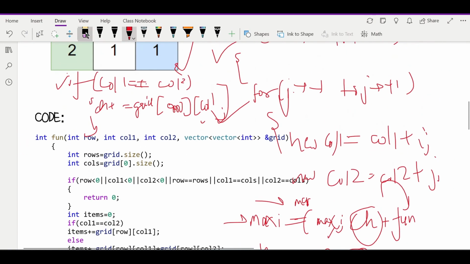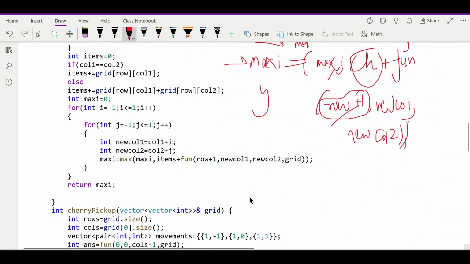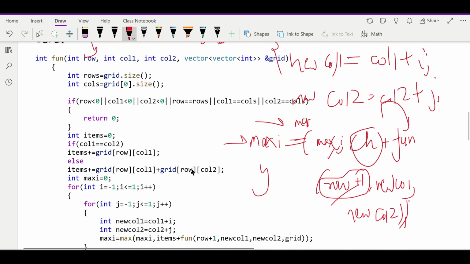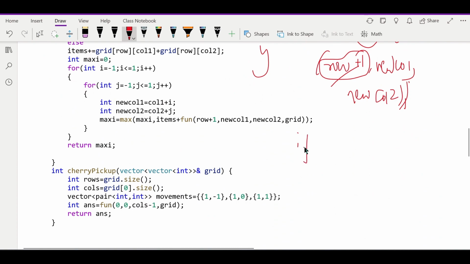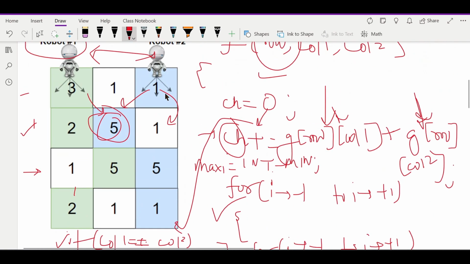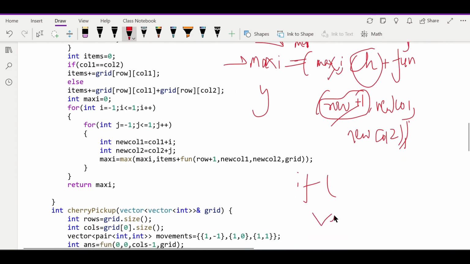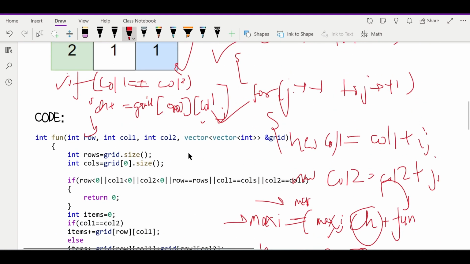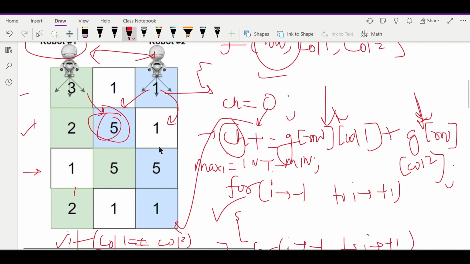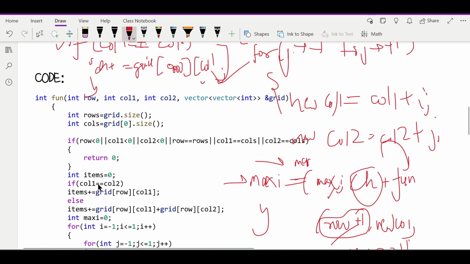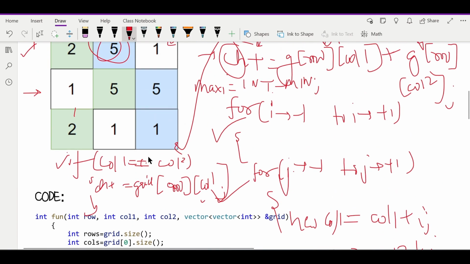And what we have to do is see the base cases. The base case would be very easy. If any of the robots moves out of the bound, we have to return 0, because this is not a possible way and no cherries would be collected. Return 0. Then what else can be the base case? So this is the base case.